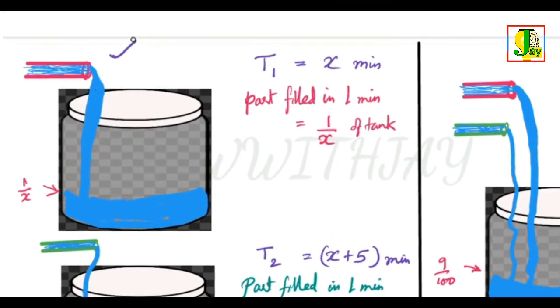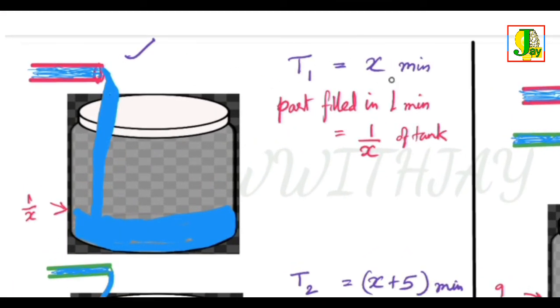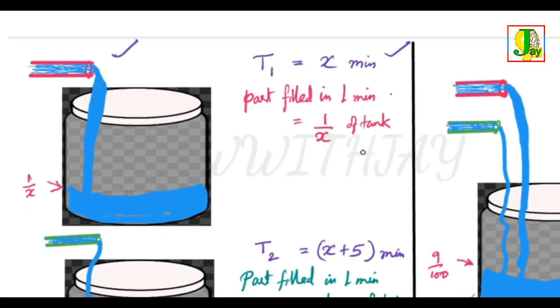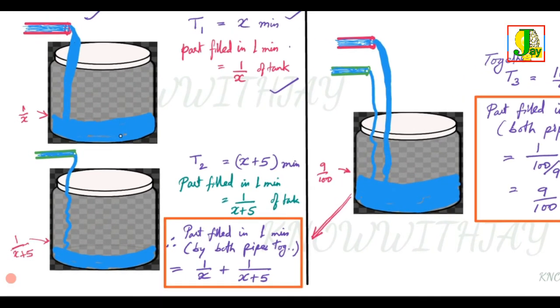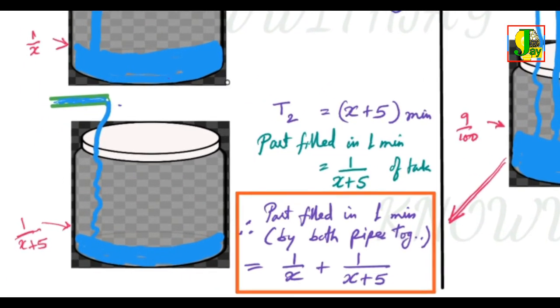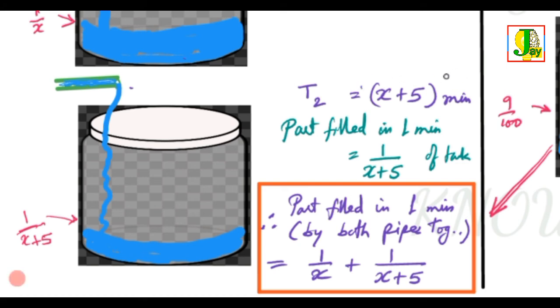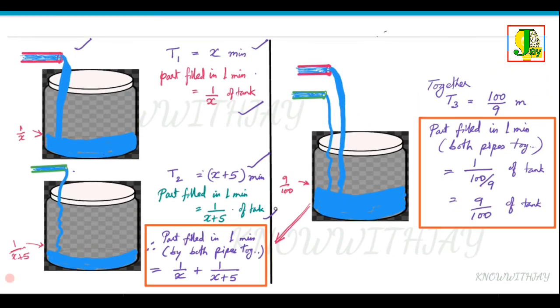Similarly, when pipe 1 fills the tank in x minutes, the part of the tank filled by pipe 1 in 1 minute will be 1 by x of the tank. The other pipe, which is running slower, will fill the tank in x plus 5 minutes. Then the part filled by that slower pipe in 1 minute will be 1 by x plus 5.